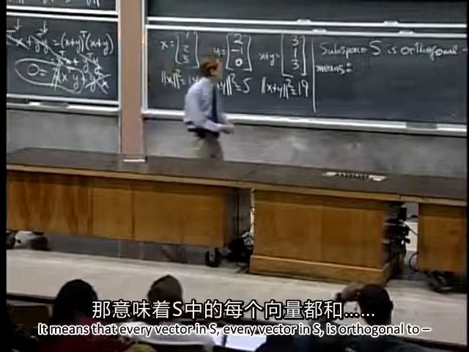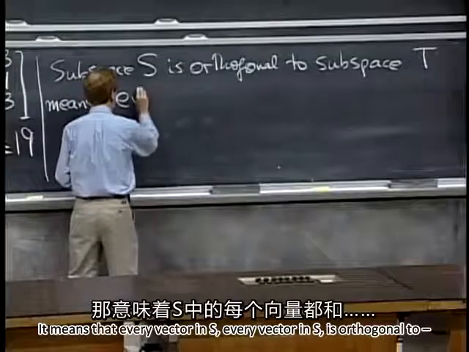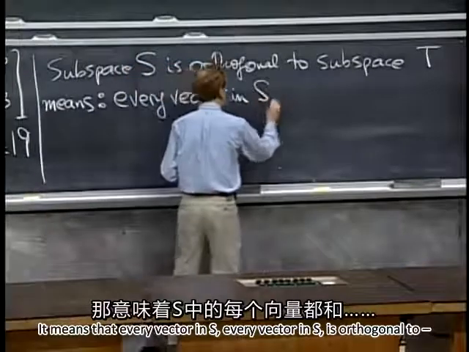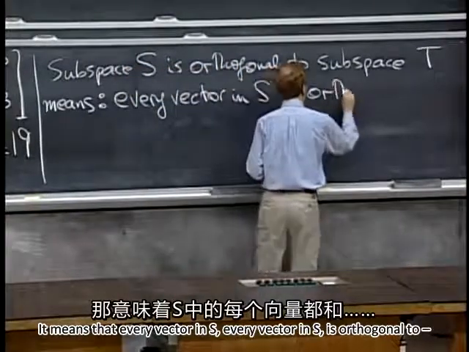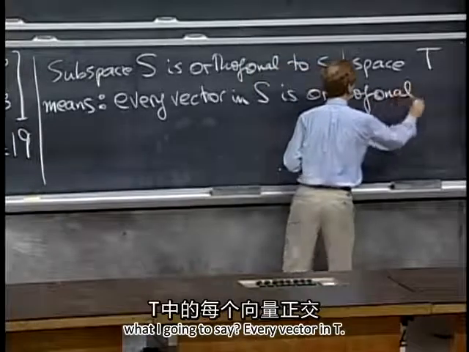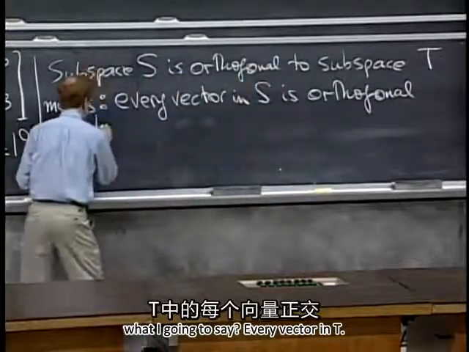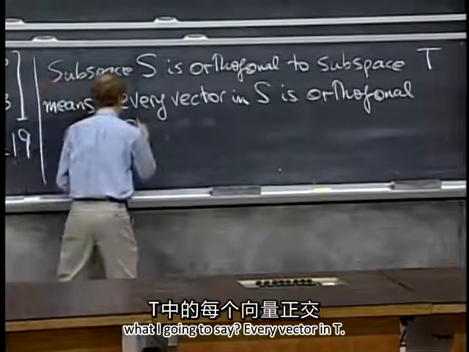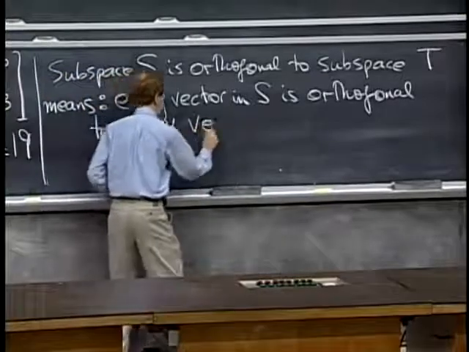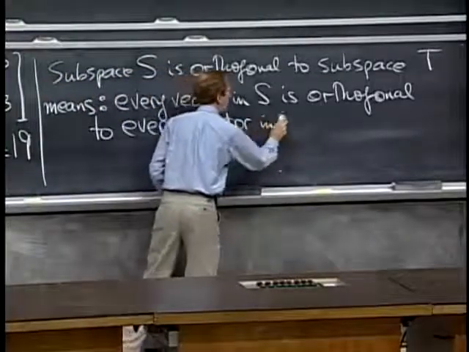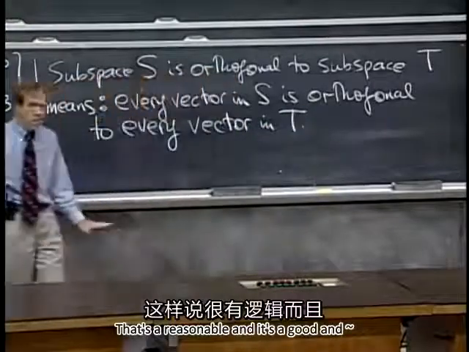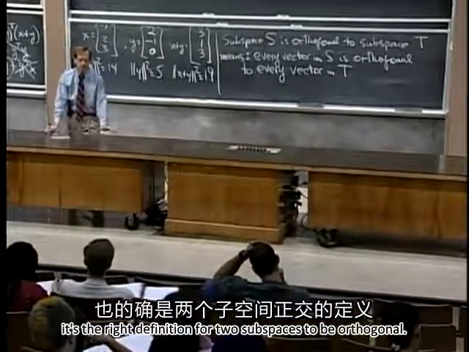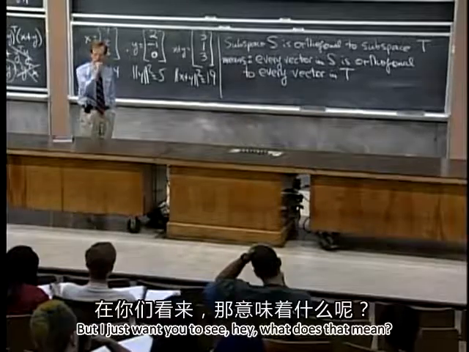It means that every vector in S is orthogonal to, what am I going to say? Every vector in T. That's a reasonable, and it's a good, and it's the right definition for two subspaces to be orthogonal. But I just want you to see, hey, what does that mean?